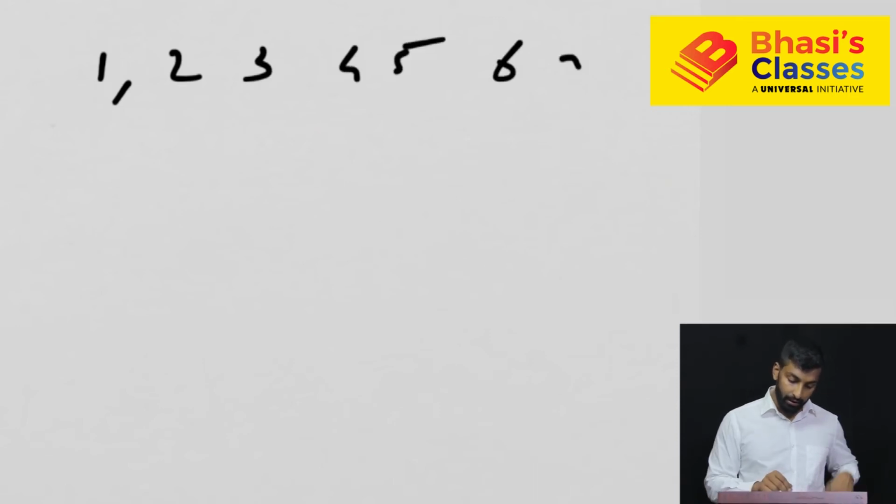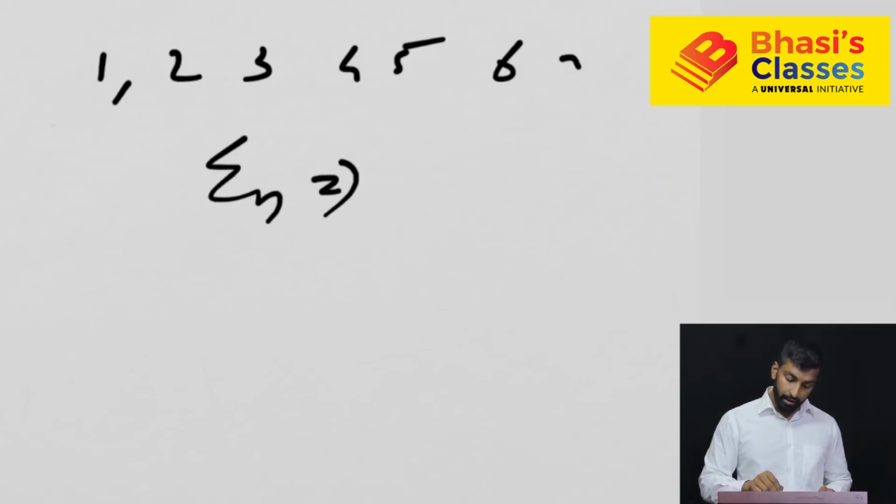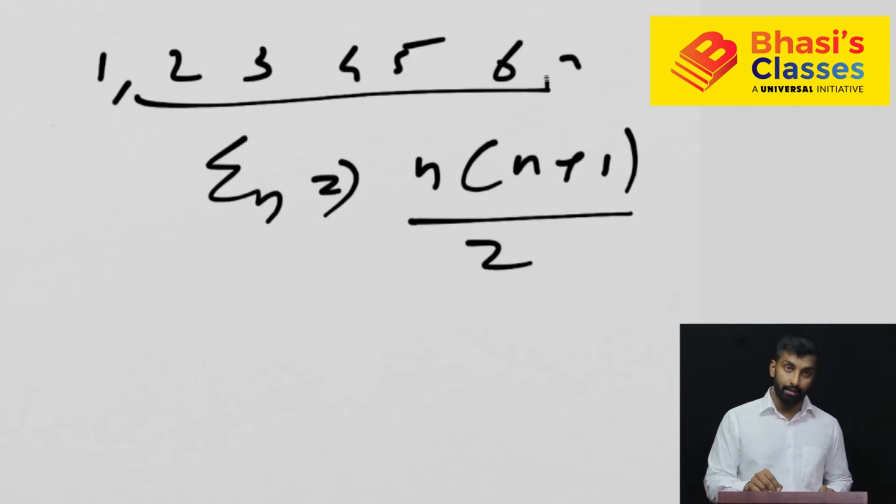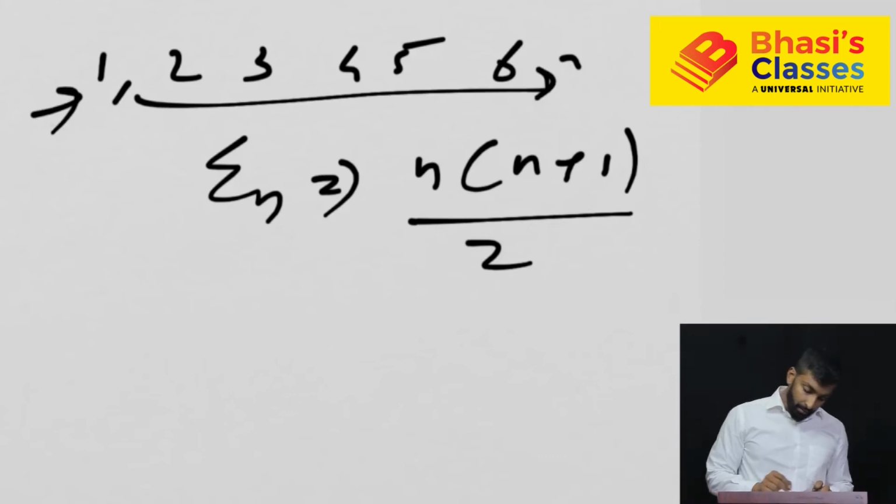Otherwise, simply they can ask you questions based on the first 10 natural numbers: 1, 2, 3, 4, 5, 6, 7, 8, right? What is this sigma n? Sigma n, you learn another formula, n(n + 1)/2. What does this actually mean? If you try to find the sum of an AP, if you consider this as an AP, what is the sum of this?